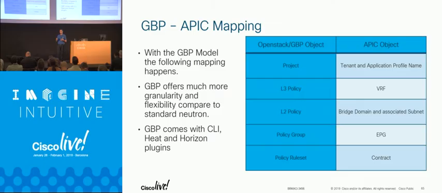GBP is, as I said before, a project initiated by Cisco. It's an open source project which can be consumed by any kind of OpenStack distribution, even if it is not bound to ACI. And it allows you to basically abstract the application layer from the network layer. Why do I say so?